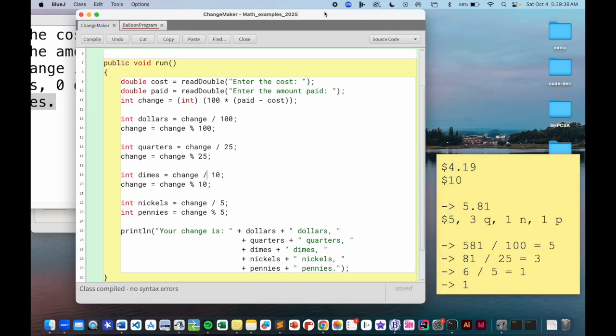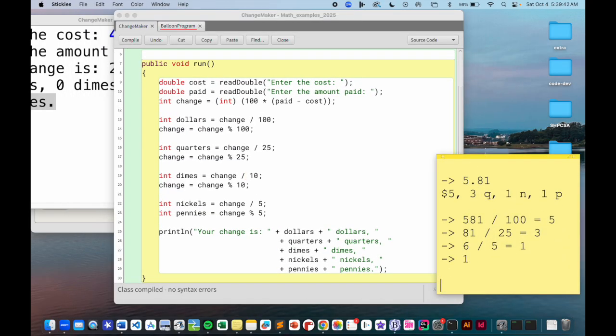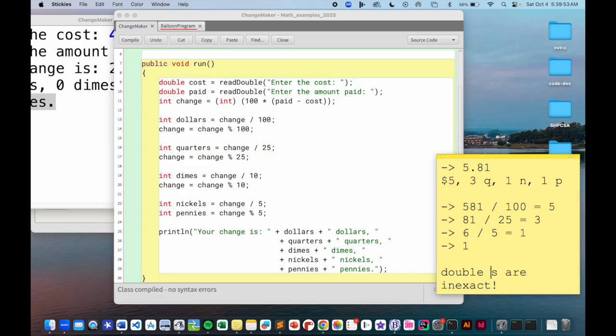Remember, I actually taught you something pretty important about doubles the other day when we were going through all of that math stuff. There was a little program that we looked at called Be Careful with Doubles. And in that program, we learned that doubles are inexact. And this is really important.